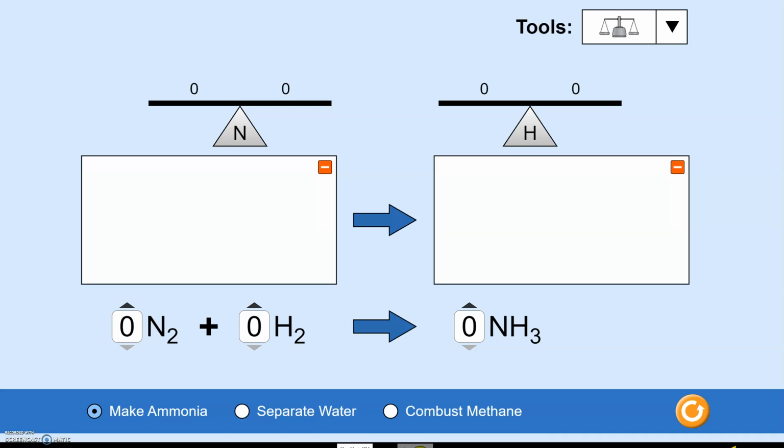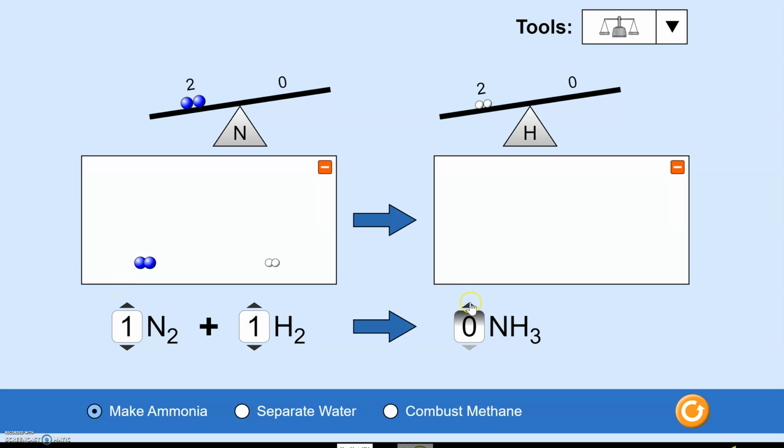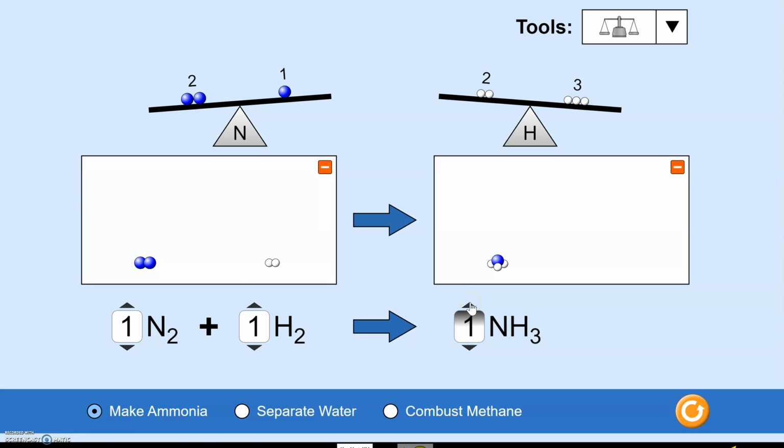Here's another way to look at it. This is an equation for assembling the molecule ammonia. We're making it out of nitrogen and hydrogen. And notice that nitrogen and hydrogen are both diatomic gases. They both have these subscript 2's, indicating that there are 2 atoms of nitrogen here, 2 atoms of hydrogen here, and we can't change those. On the other side is the ammonia molecule, which has 1 atom of nitrogen and 3 atoms of hydrogen. I'm going to start off by putting 1 of each of these molecules in this equation.